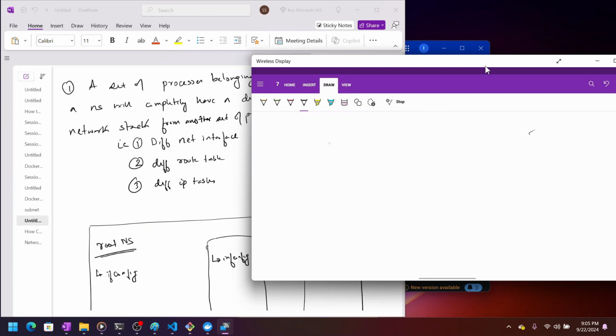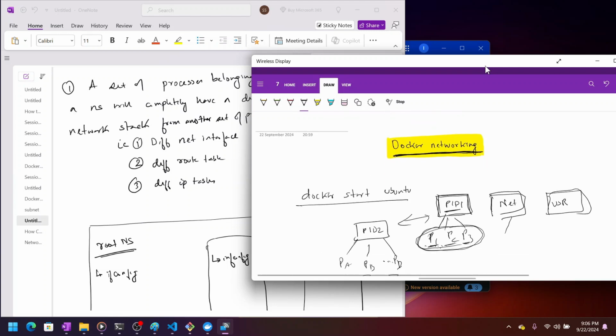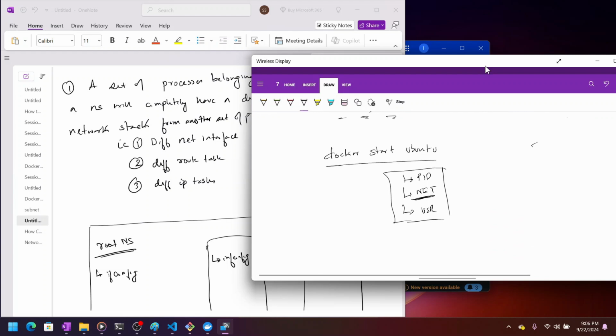So when you create a container, docker start Ubuntu, this creates a set of namespaces: one PID namespace, one network namespace, one user namespace. Now today we will be discussing Docker networking, so we will be talking about this network namespace which Docker works with.